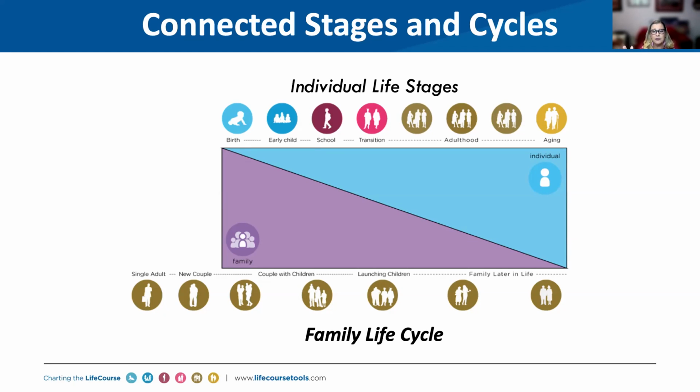Along the top of this set of two triangles, we also think about individual life stages. So all the way from birth through early childhood, through the school years, through transitioning from school into adult life. A lot of years we spend in adulthood. So you see that represented by several different icons, because adulthood lasts a lot longer than all of those early birth through transition stages put together. And then as we age. And so those are all connected. As each individual family member moves through their life stages and the family moves through their life cycle, it's all connected.